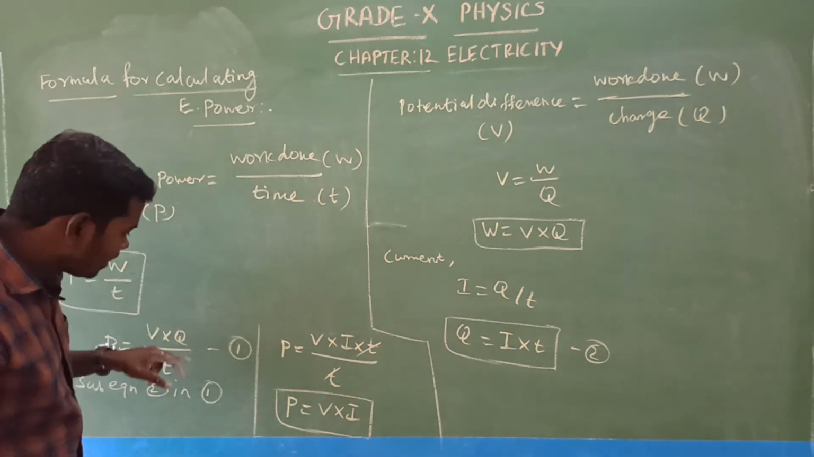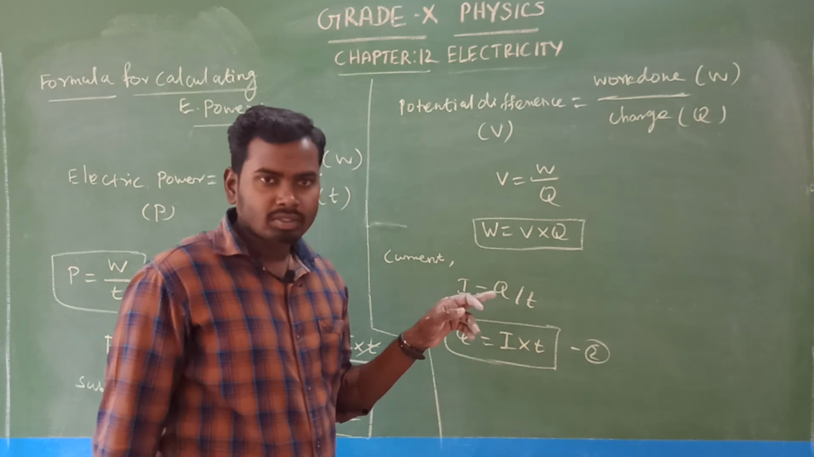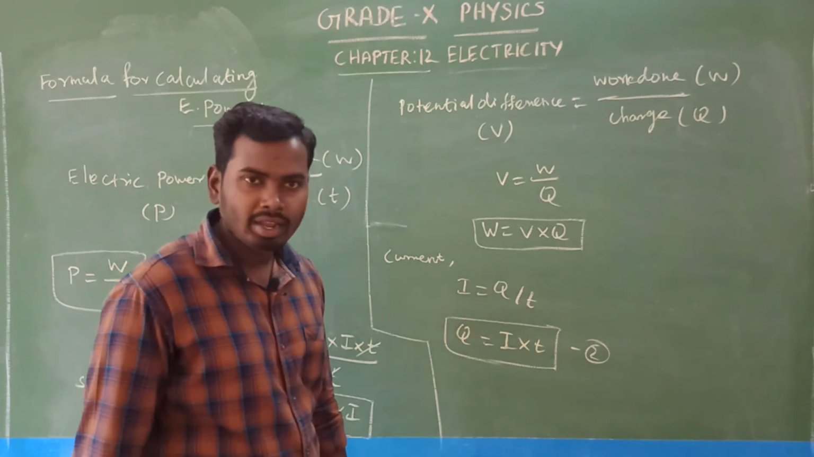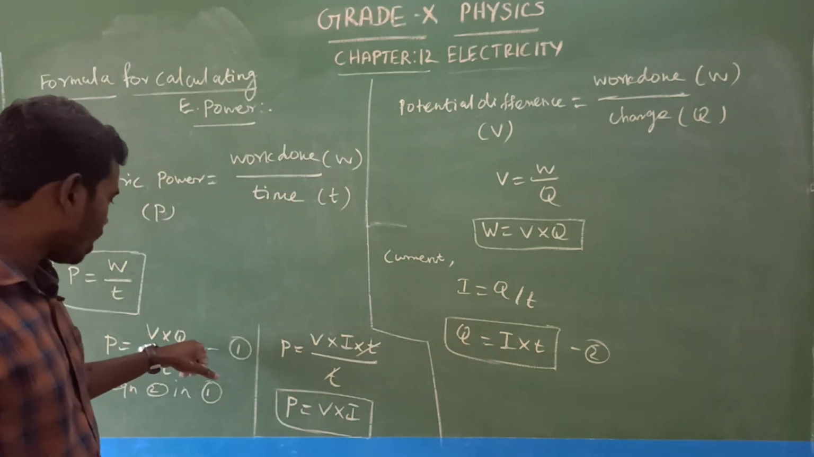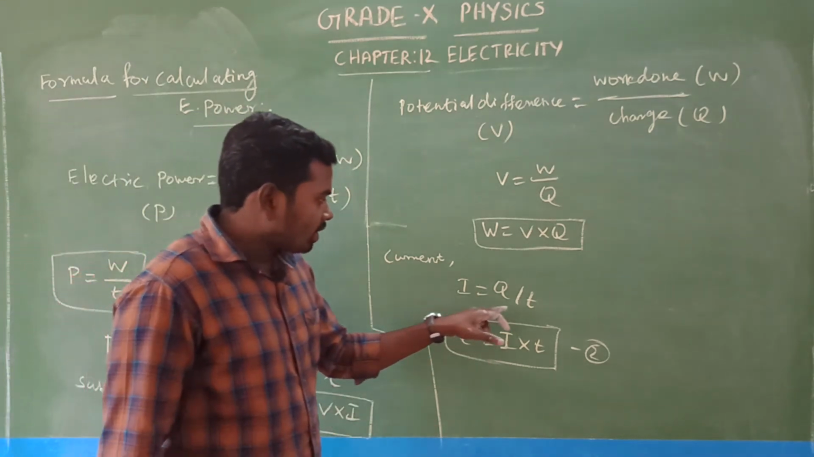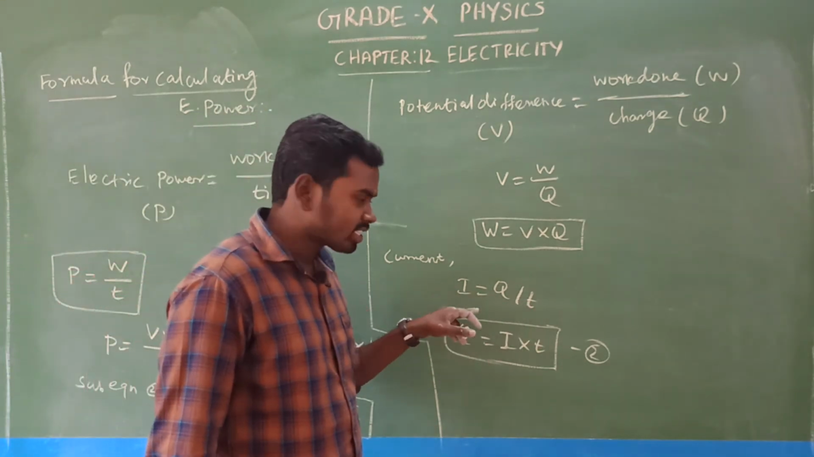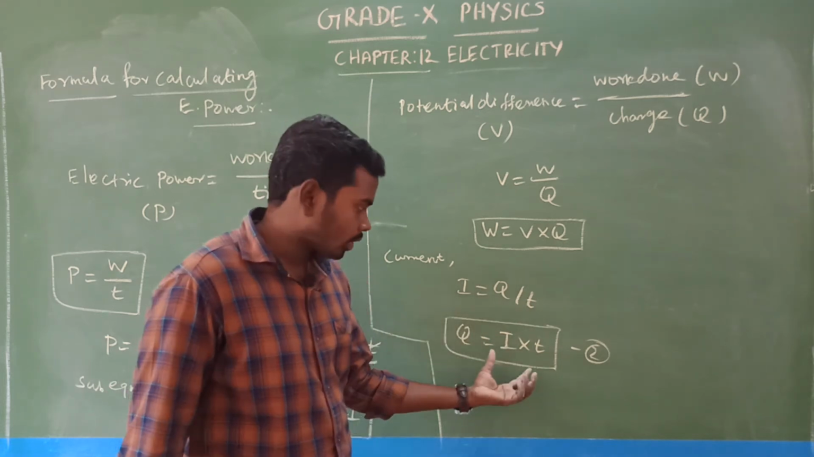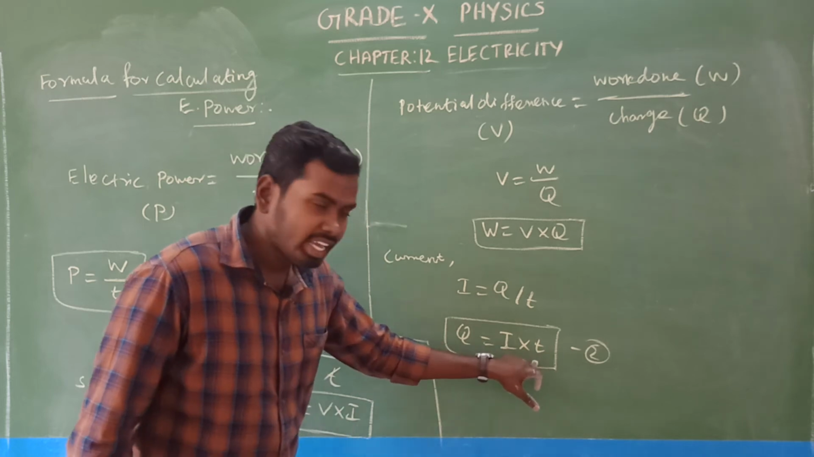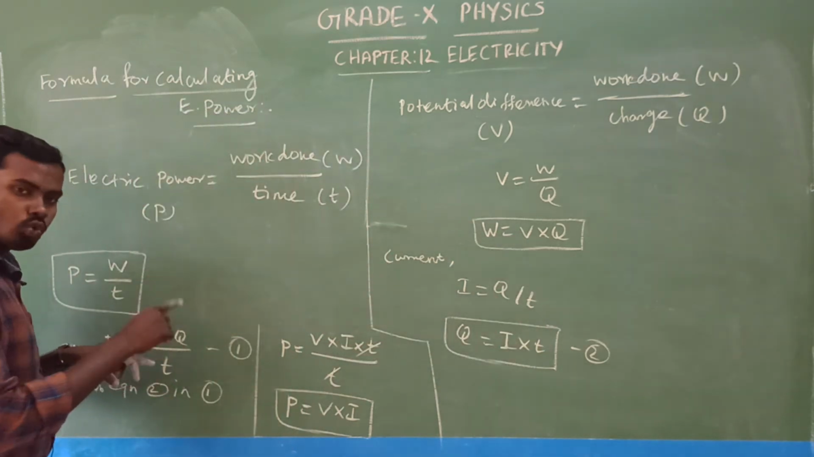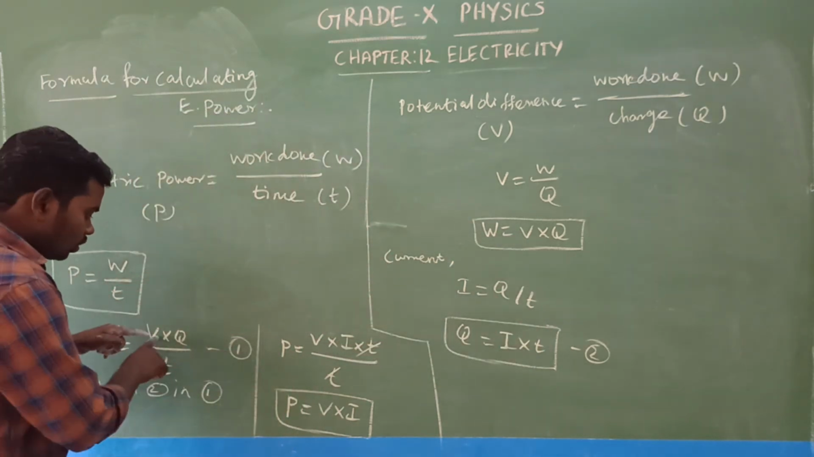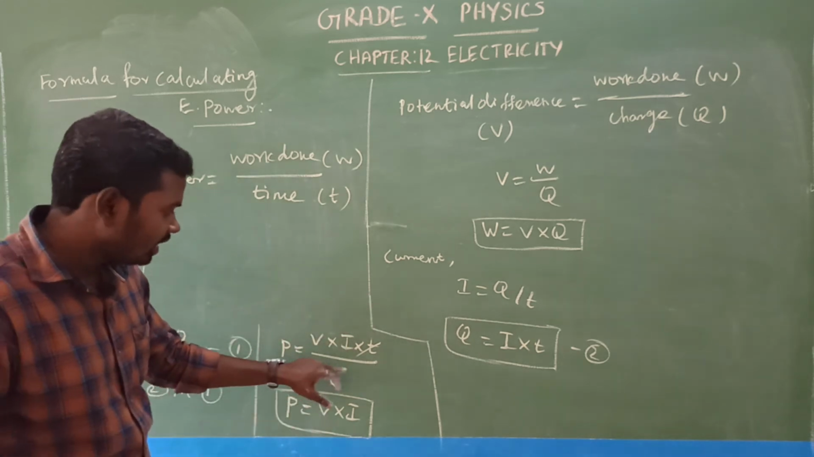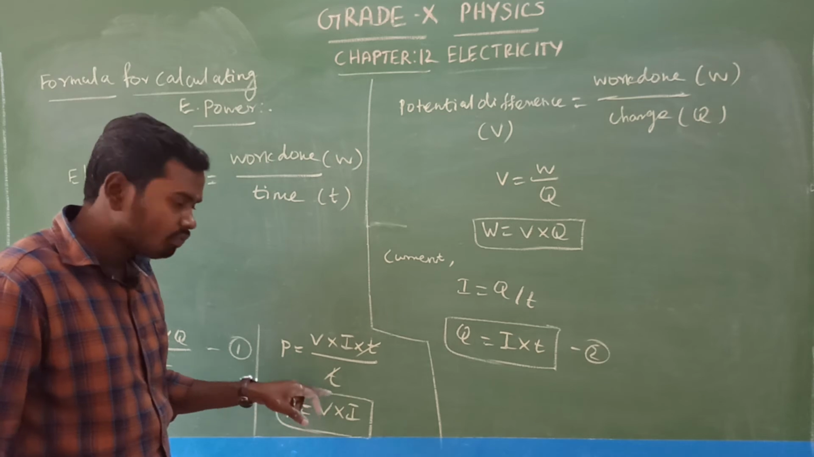Already we know current, that is I equal to Q by T. We need this charge value, Q. When this term comes to this side, the division changes into multiplication. So we get Q is equal to I into T. Consider this equation 2. Now substitute equation 2 in equation 1. So we get P is equal to V into I into T divided by T. T cancels. So we get P is equal to VI.